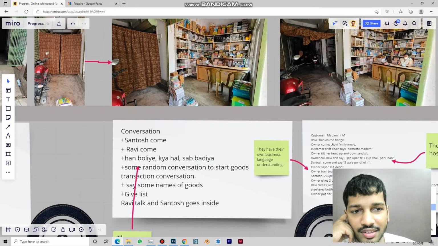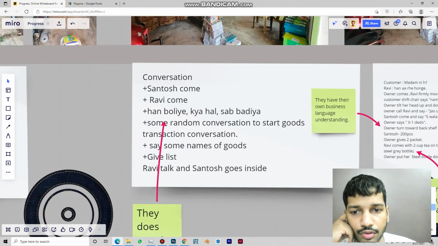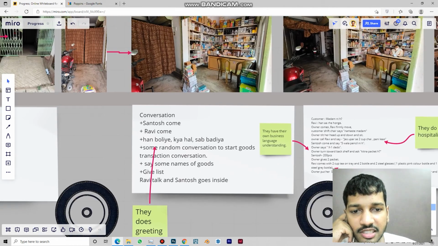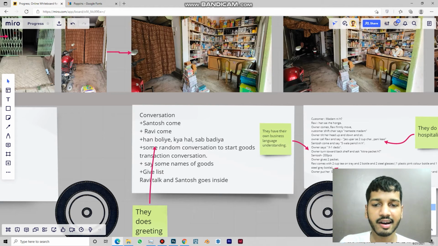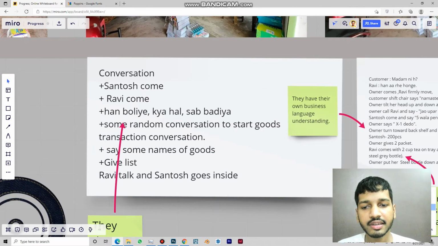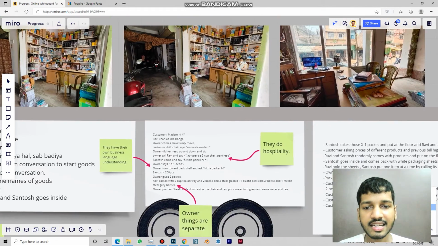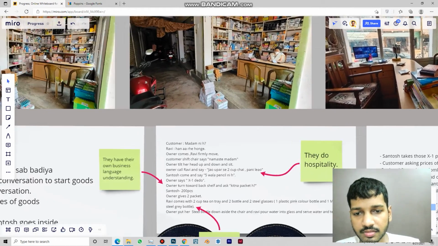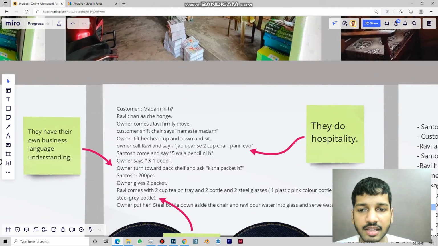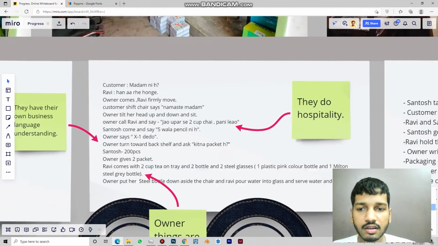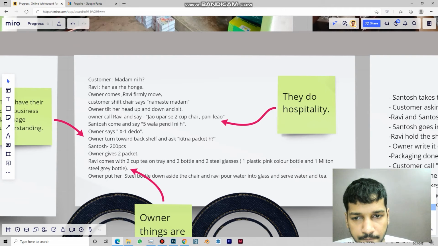Here the conversation started: Santosh comes, then Ravi comes, these are the two staff, they come from here, then "हाँ बोलिए क्या चाहिए सब," and they have a random conversation with the customer, like "हाँ क्या हाल चाल है, बढ़िया," and then Ravi keeps talking and Santosh goes inside. The customer says madam, who is the owner of the shop. The customer says "madam नहीं है," Ravi says "हाँ आ रहे होंगे." You can read over here.